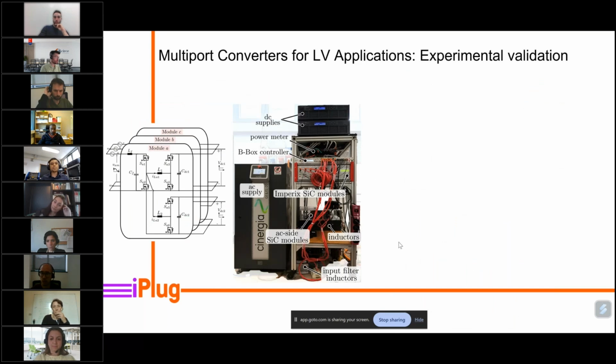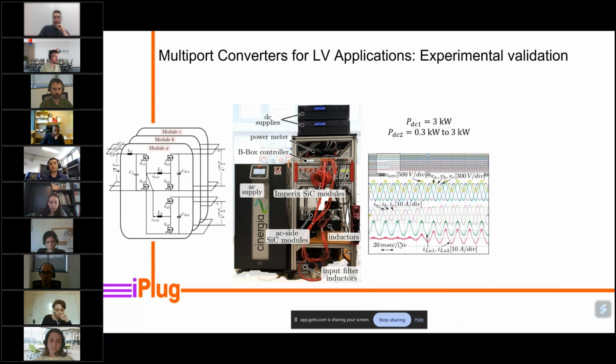We developed a prototype based on silicon carbide modules and also some modules designed for the AC side. We designed them internally in our labs to have improved features for these specific devices. And we tested in a lot of scenarios.